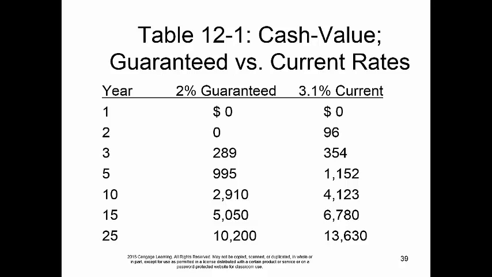We can see that there's a very significant difference between the guaranteed rate and the current rate after 25 years, $3,400 based on that 1.1% difference in the rate of return.